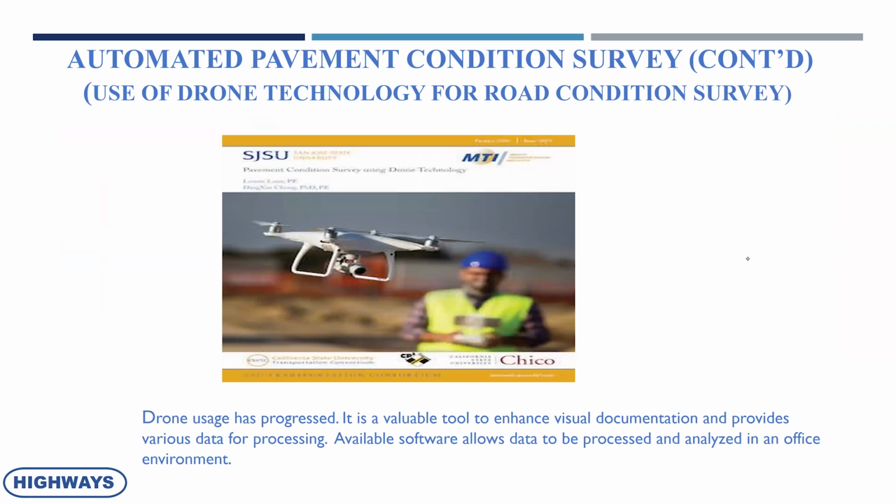Then also, other nations are using drone technology. So they fly the drone over the road. It picks up the necessary information that they want, and then it's downloaded onto a PC. Then there's a software that can be used to analyze the data, and you have your road condition score or an idea of the road condition.